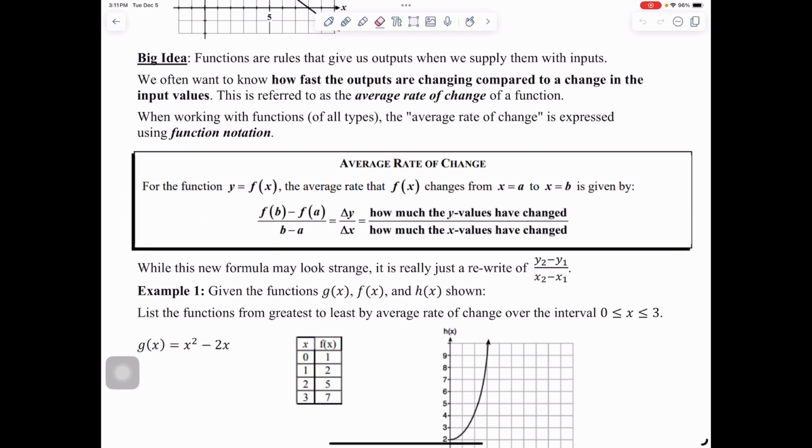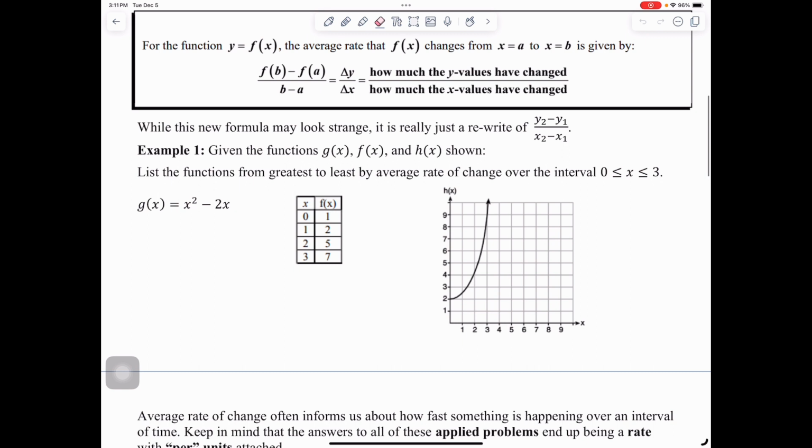Even though this looks a little bit different, as you can see underneath, it says, while this new formula may look strange, it is really just a rewrite of y2 minus y1 over x2 minus x1. So very similar to the slope formula, but with our new function notation, since we are talking about functions and average rate of change. Okay, so we're going to look at example 1 together.